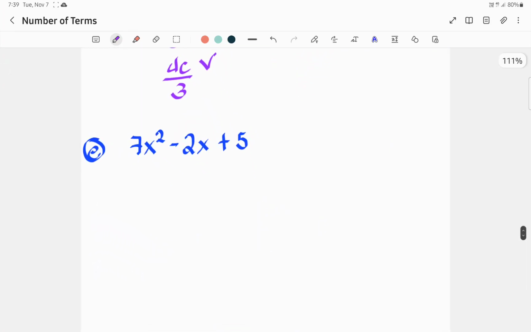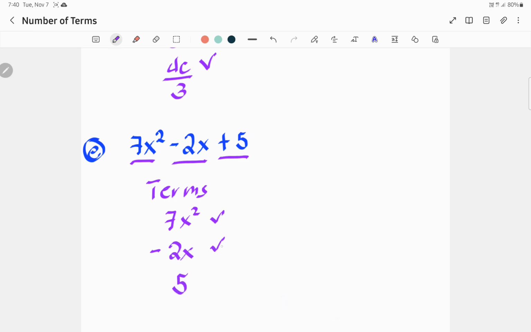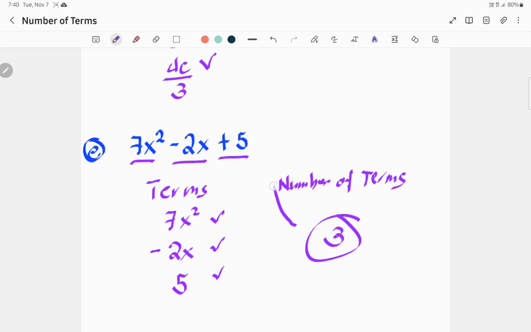Okay, I think we have another example. Let's count this one. I think it's much easier now for us to identify the number of terms. If you want to identify the terms, we have 7x squared, negative 2x, and then 5. When you count that, we have 3 terms for this expression.